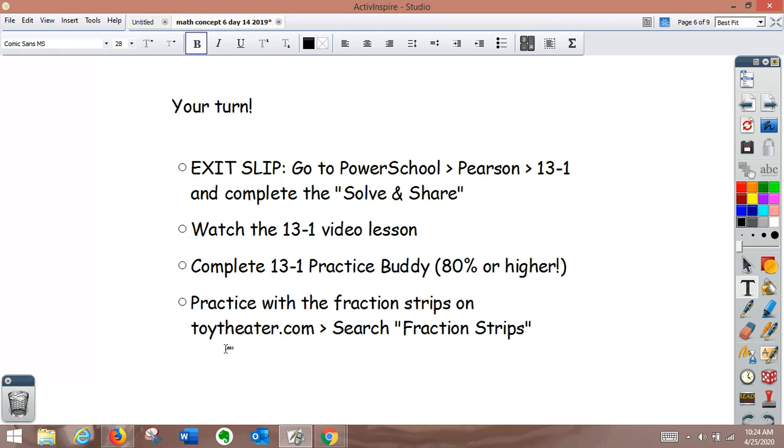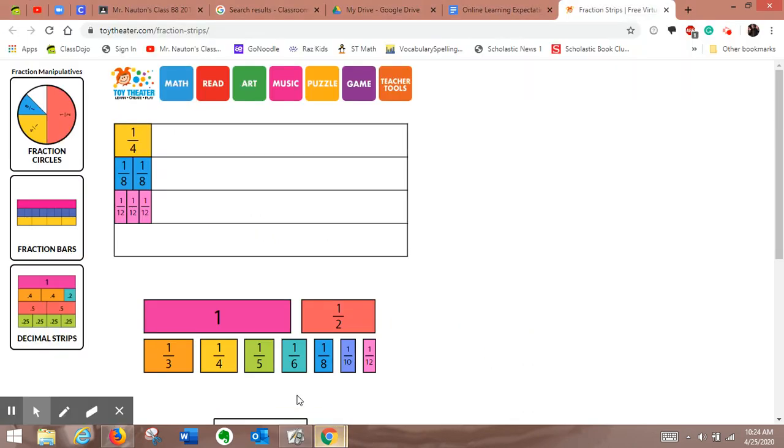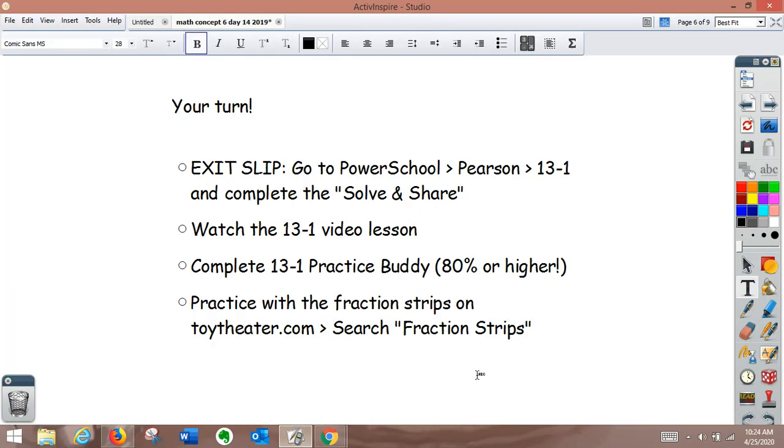If you go to toytheater.com, in the search box, you put fraction strips, you will find those fractions and you can play with it. There's also other fraction things that you can play with too to learn your fractions. Okay, that's it. Go to it. Have fun.